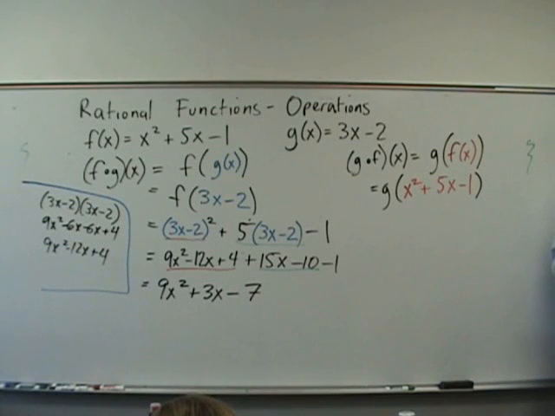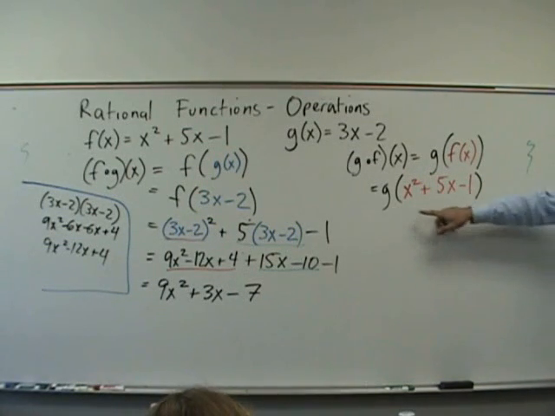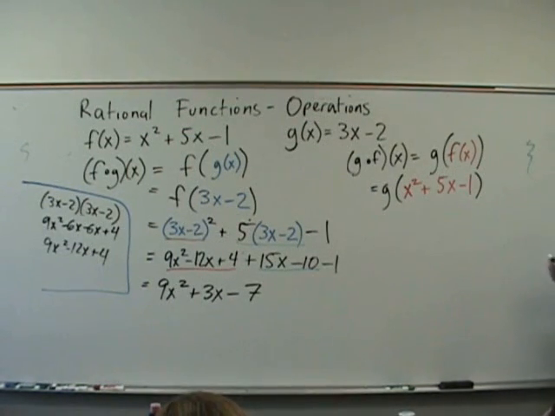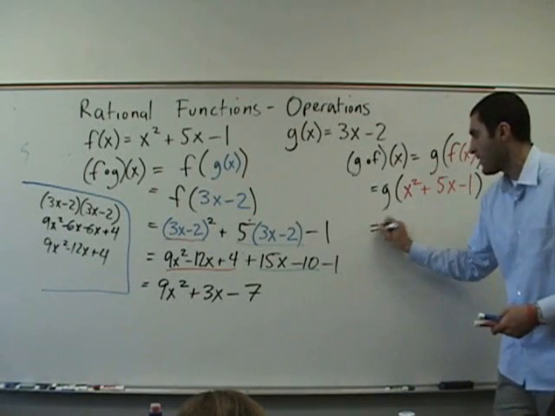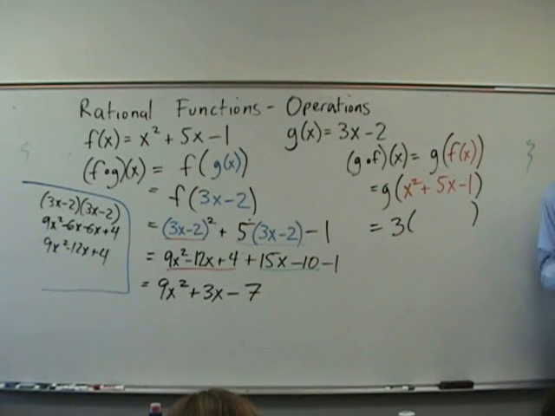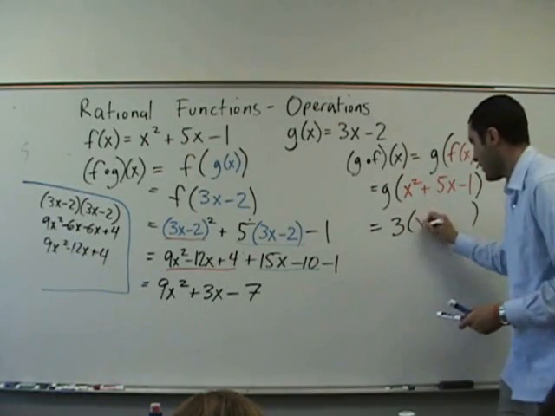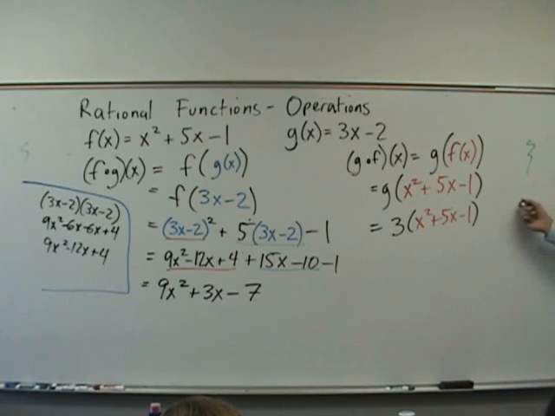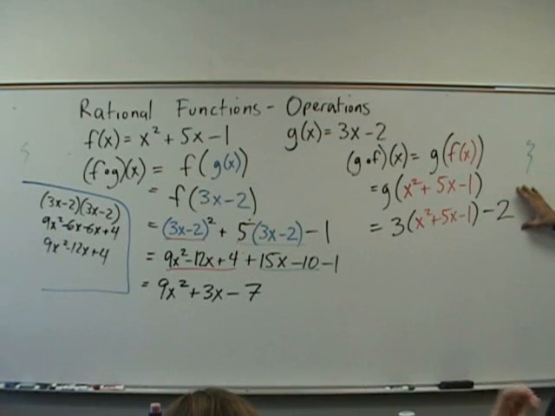This is this equation, okay? And now instead of g of this, we are going to write what it is. So that's 3 times what? X squared plus 5x minus 1, minus 2. Where did you get the 3 from? It was 3x. It's part of g of x. And so this is g of x, except instead of x, we have f of x.